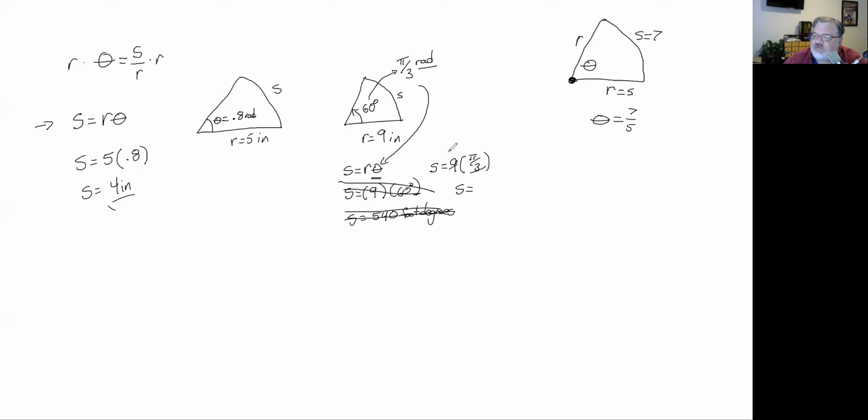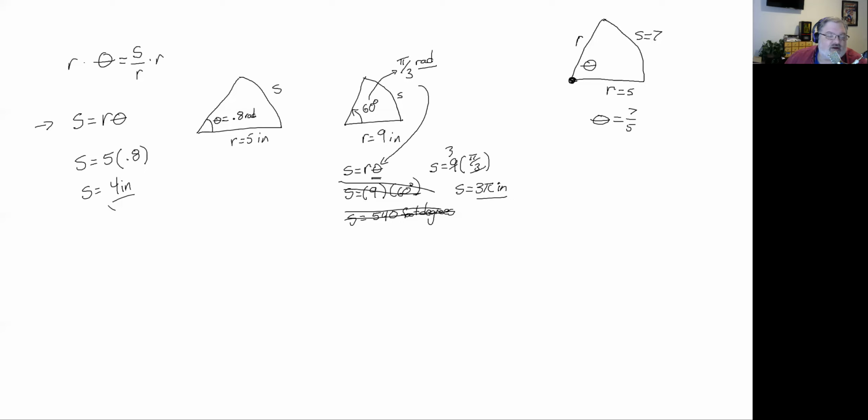Those 3's cancel, and we get 3 pi, but 3 pi what? This 9 was inches. This pi over 3 was radians, but again, radians don't contaminate the units. So it's 3 pi inches. And we could just leave it right there. 3 pi, pi is a nice irrational number. It's about 3.14. So 3 times 3.14 is going to be somewhere around 10.